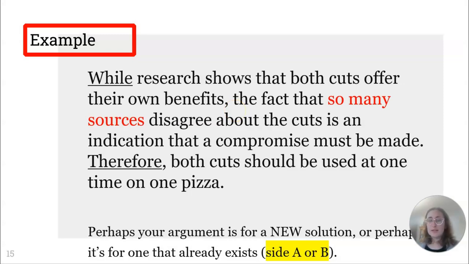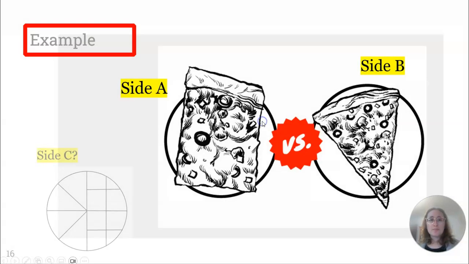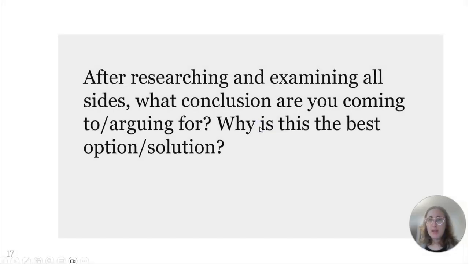Now, it might be more complex than just A and B side, right? So maybe the new conclusion is that we need to use both cuts at once on one pizza, right? It might be more complex than just saying it's an either or. There might be some in between and some compromise here. So we're opening it up to maybe there's a side C involved. And that might happen to you as well when you're examining your own sources.